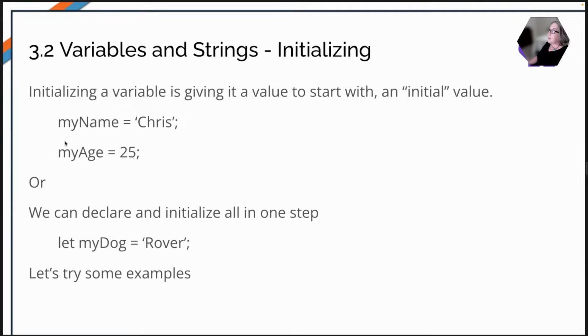Right. So when I initialize a variable, I'm giving it a value to start with, or an initial value. So when I said my name is Chris, my age is 25, that's taking the variable I created and giving it a value. Or I can do it all in one step, which I did also. I can say, let my dog equal Rover. And then I have declared it by doing this. This is my declaration. And then this right here is the initializing value. Okay, so I'm going to do some more examples like that with you.